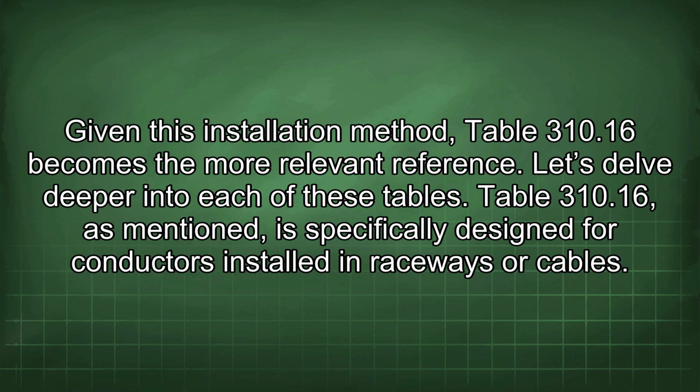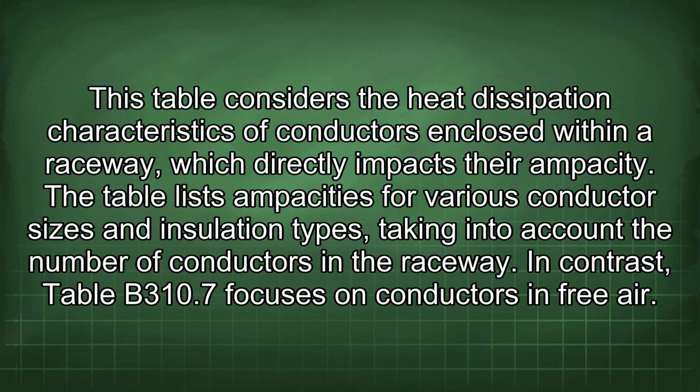Table 310.16, as mentioned, is specifically designed for conductors installed in raceways or cables. This table considers the heat dissipation characteristics of conductors enclosed within a raceway, which directly impacts their ampacity. The table lists ampacities for various conductor sizes and insulation types, taking into account the number of conductors in the raceway. In contrast, Table B310.7 focuses on conductors in free air.